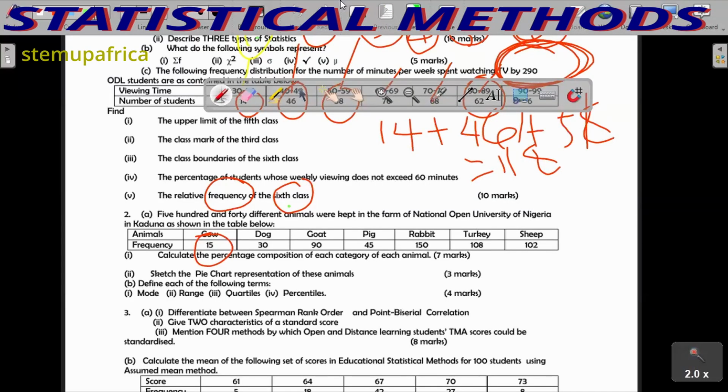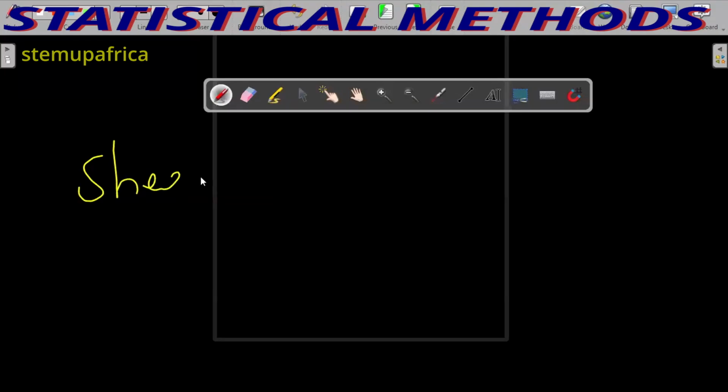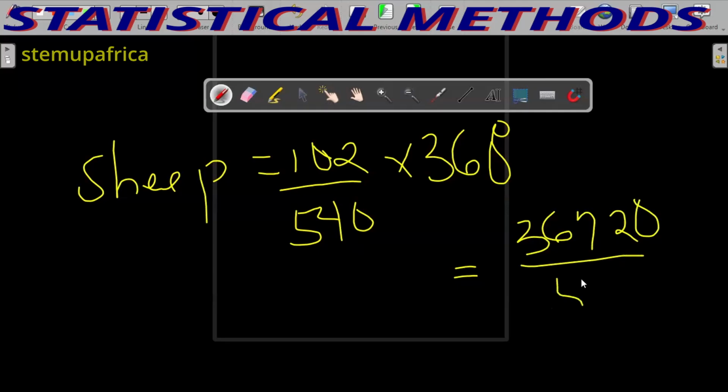So let's do the last one, the sheep. For sheep, the number of sheep is 102 over the total number of animals, 540, times the sector angle, which is 360. So I'm going to have 102 times 360. That will give us 36,720 divided by 540.